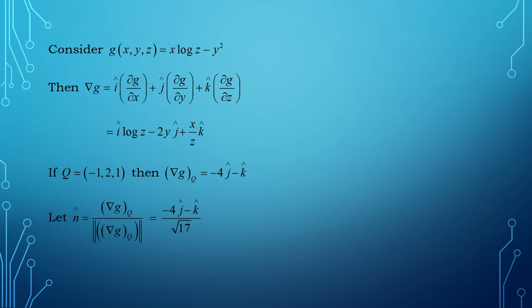According to our procedure, to find the directional derivative of phi in the direction of this vector u cap, that is del D at Q, we have to find out a unit vector n cap. How to find this unit vector n cap? n cap equals u cap by norm u cap. In this case, n cap equals del G at Q divided by norm del G at Q, which is equal to minus 4j cap minus k cap whole divided by root 17. This gives us the n cap.